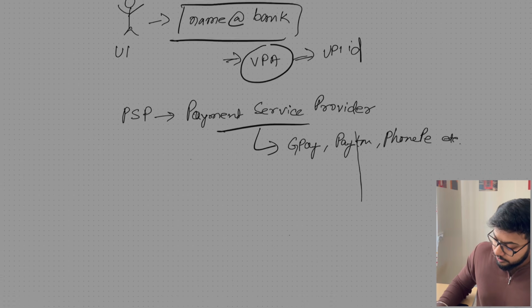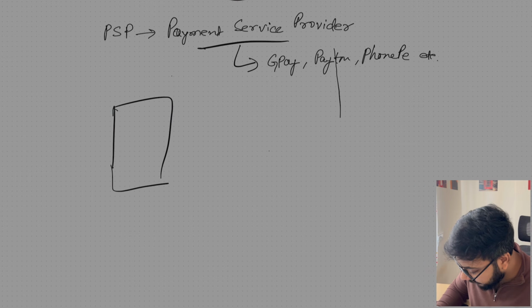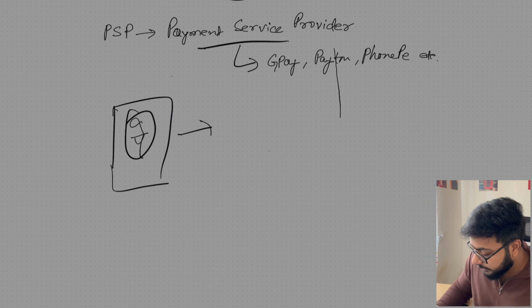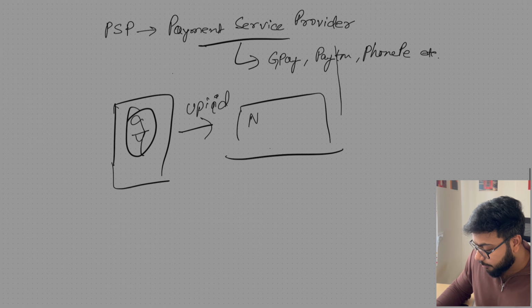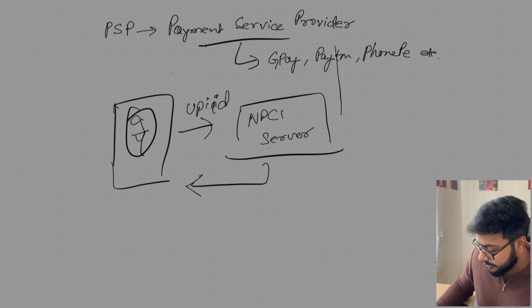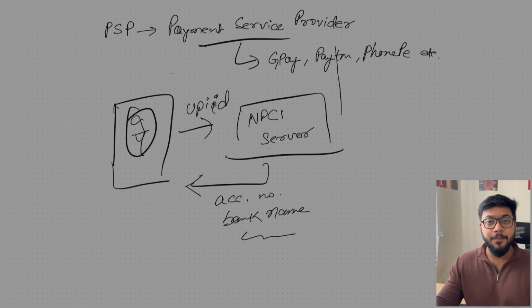Now, what happens when a user opens a PhonePe application and gives the UPI ID? It basically makes a request to the NPCI server and fetches data like the account number, the bank associated, bank name, and some other details, right? So this is how your GPay or PhonePe knows which bank you're using.